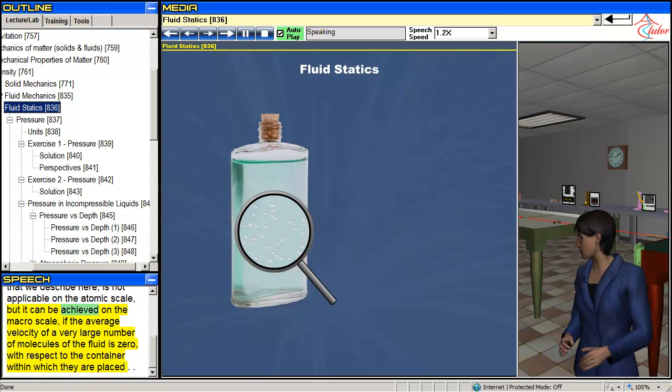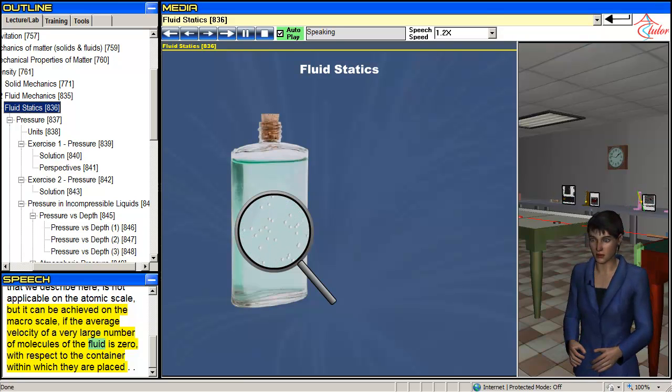But it can be achieved on the macro scale, if the average velocity of a very large number of molecules of the fluid is zero, with respect to the container within which they are placed.